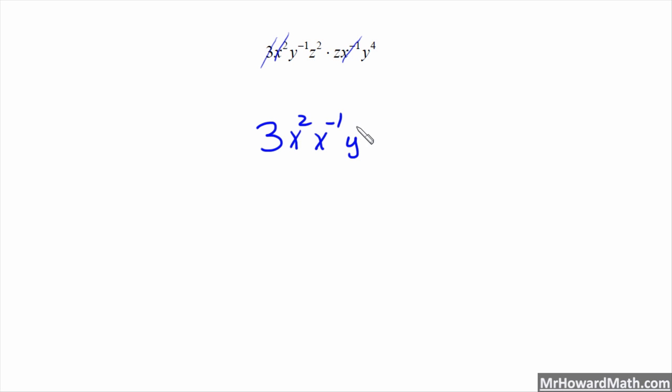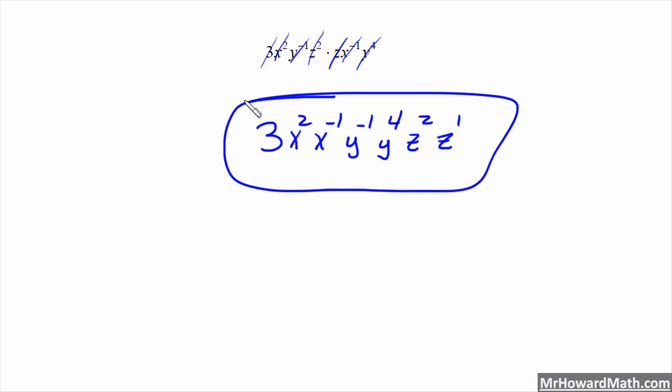Y's next, so I have a y to the negative 1 right here. Mark that out because I've written it again. And then y to the 4th. Mark that one out. And then I have a z squared right here, and then a z right there. So we'll write z to the first power there. Alright, so I just marked those out so I could make sure that I wrote them all again.